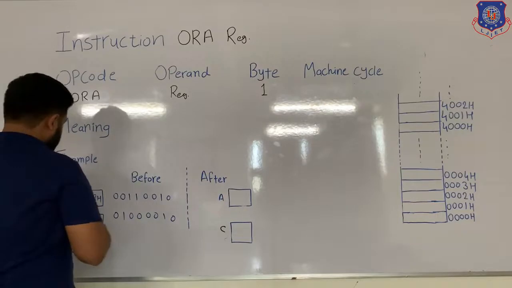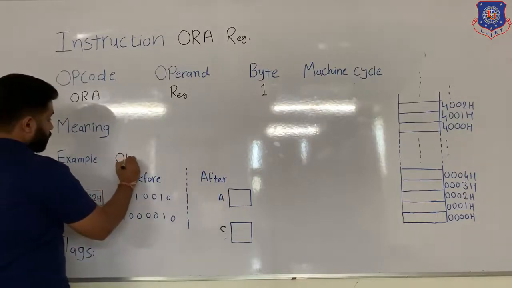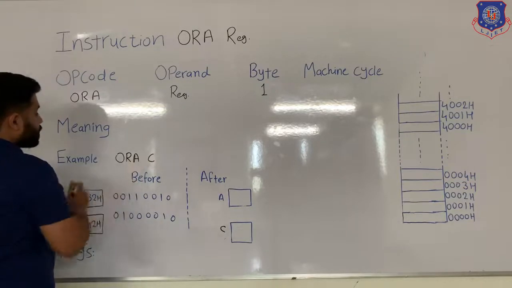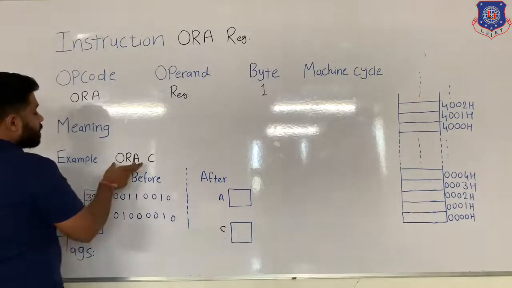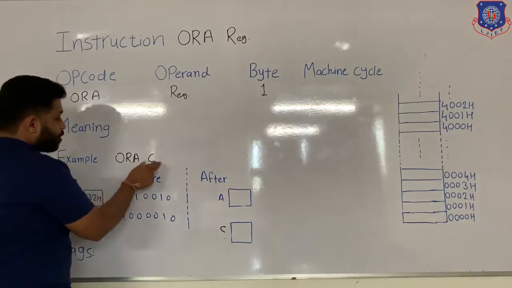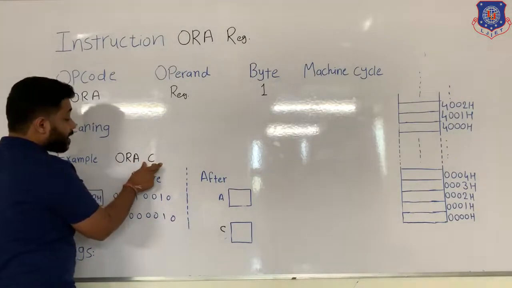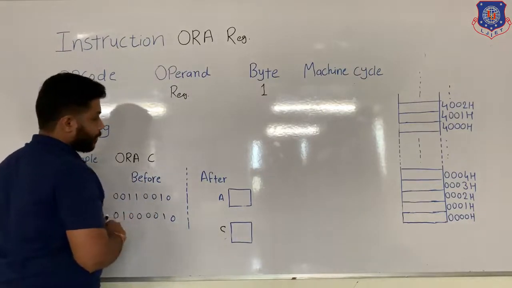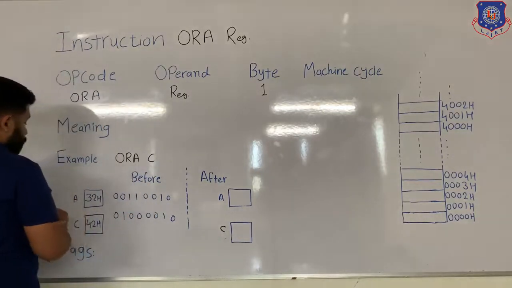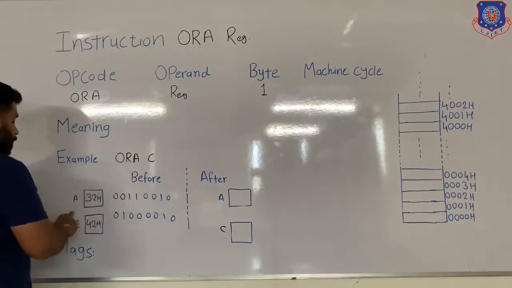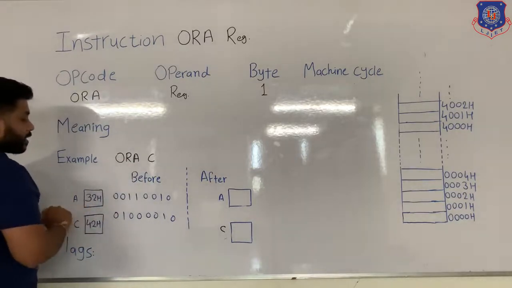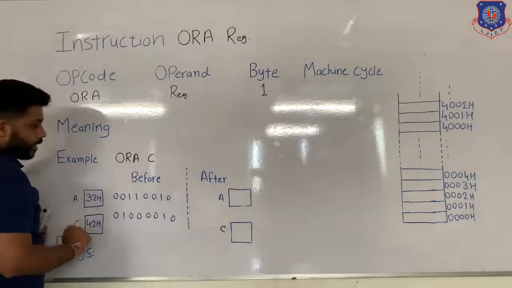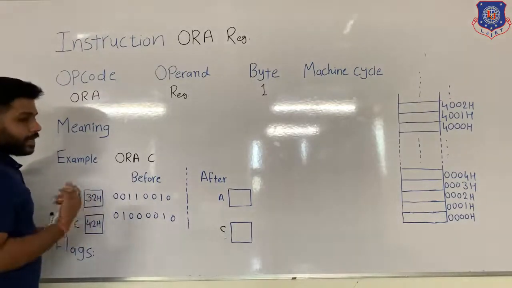So let's see one example. Suppose the instruction is ORA C. So what is the meaning of ORA C? It means logical OR operation between the content of register C and accumulator. An answer will be stored in the accumulator. Suppose before the execution, the content of accumulator is 32H and content of register C is 42H. Now these two numbers are in hexadecimal.